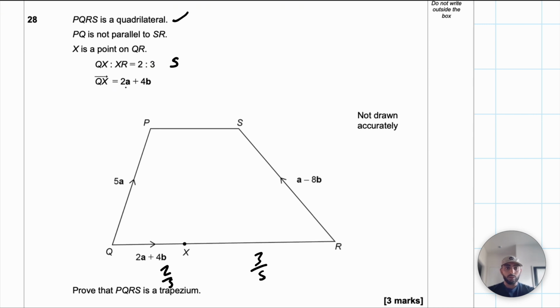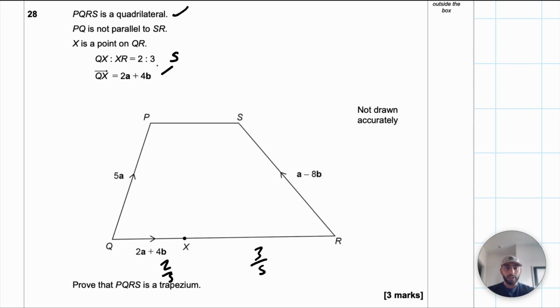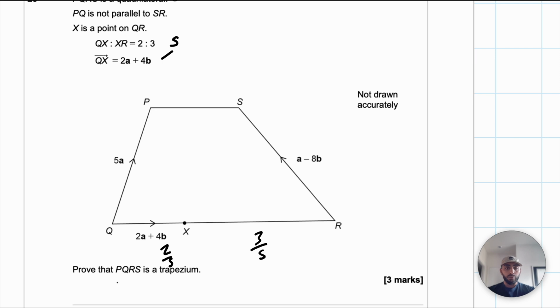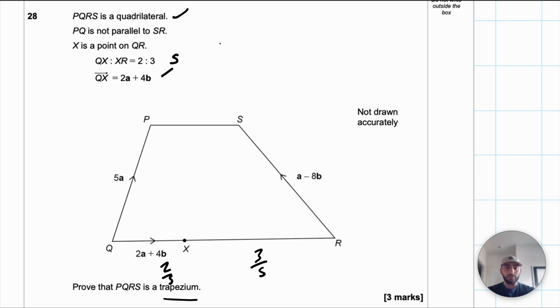Q to X is equal to 2a plus 4b, and that's already on. So whenever you do these questions, always make sure you're making notes as you're going through. Prove that PQRS is a trapezium. What do you know about trapezia? A trapezium is just a 4-sided shape, so it's a quadrilateral, and it has one pair of parallel sides.